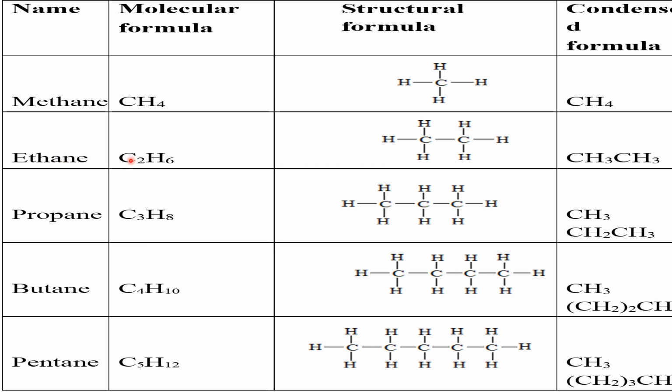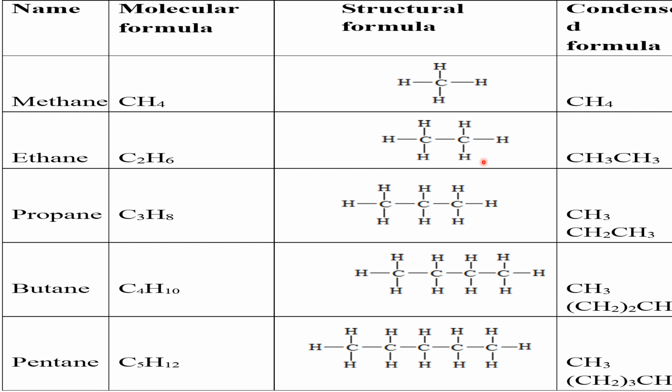Okay, so 2 carbon atoms. If you follow the formula 2n plus 2, it will be 2 times 2, 4 plus 2. It will give you 6 hydrogen atoms. Now, to write the structural formula, there are 2 carbon atoms. So you start with the 2 carbon atoms. You write one carbon atom single bonded to another carbon atom. Then the rest of the bonds, you populate them with hydrogen.